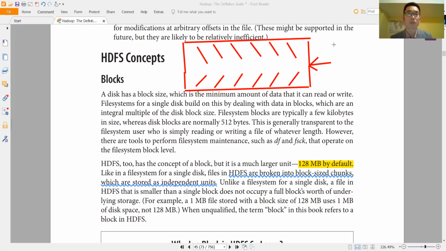HDFS is a file storage system. So the question is, given a file to be saved into your storage system, how do you effectively manage your storage space? I'm using a parking lot analogy to explain the block concept. Please forgive my poor drawing skill. I drew a parking lot, and the arrow points the direction that cars drive in.